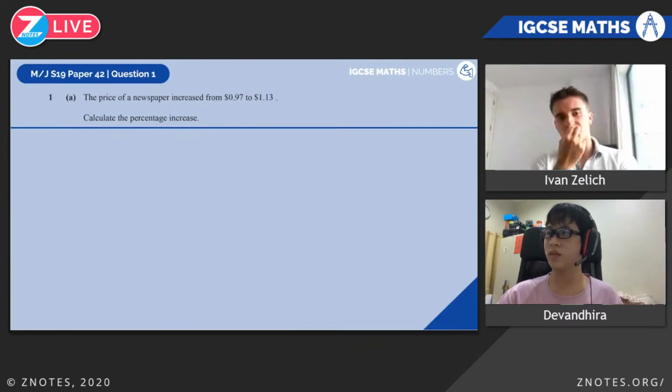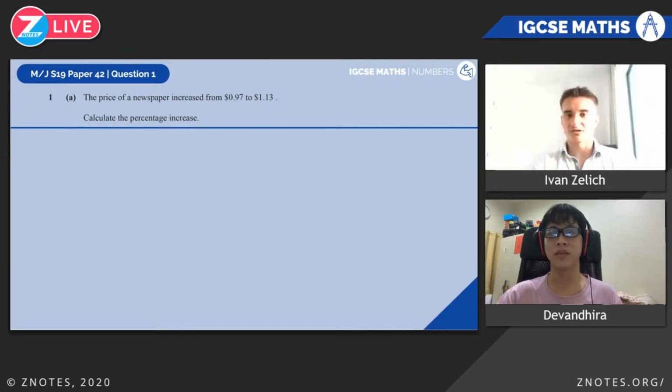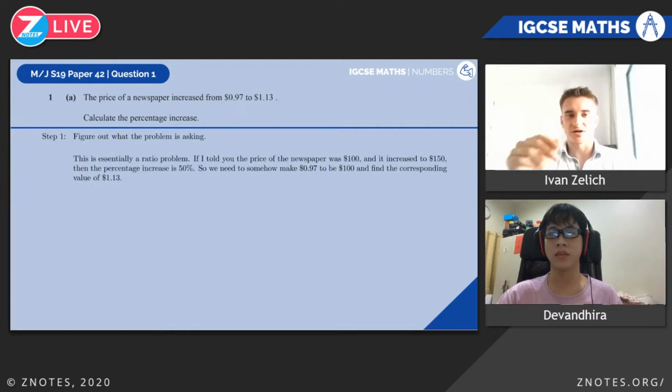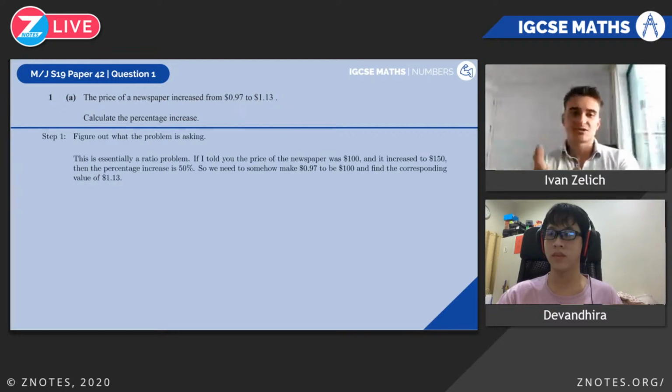First problem: the price of a newspaper increased from $0.97 to $1.13. Calculate the percentage increase. Right. So step one, when you're doing a problem, is always to figure out what the problem is asking. So in this case, percentages are just ratios. So this is why I've said it's essentially a ratio problem.